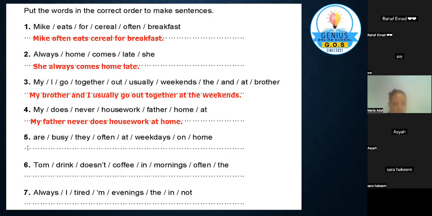Number 5. They are often busy on weekdays at home. Yeah, they are often. Excellent. Here it comes after verb to be.